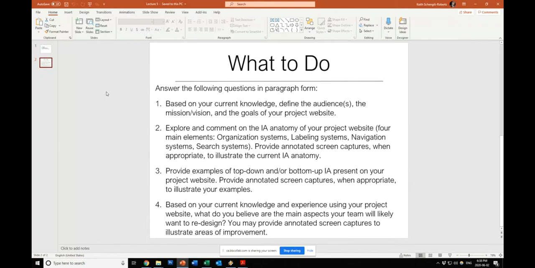And again, I love screenshots. It gives me a much better idea as to the background of the target website that you're talking about. And then for number 3, provide examples of top-down or bottom-up IA present, or, sorry, I'd like to see both if it's there, on your project website.